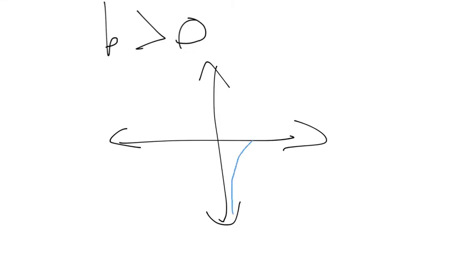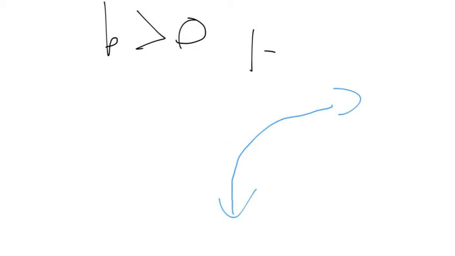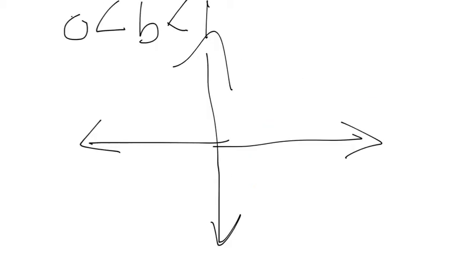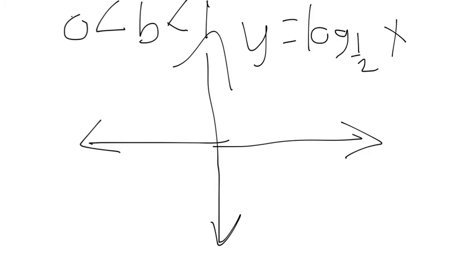And when your base is greater than 1, the graph will look something like this. So if you had something in general like log base 2 of x, for example, the graph will look something like the blue graph there. And say if you have a base that's a fraction, like log base 1/2 of x, then the graph will look in general something like this.